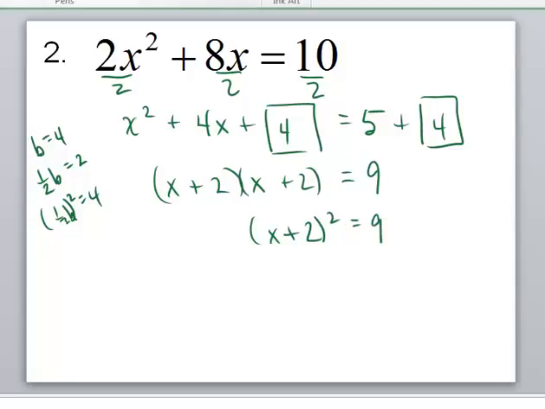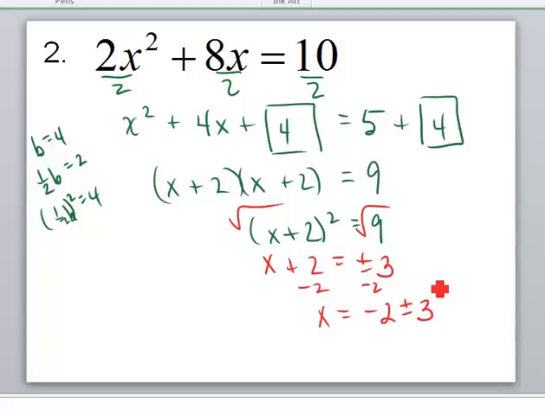And then square root each side. x plus 2 is equal to plus or minus 3. Subtract 2. x is equal to negative 2 plus or minus 3. That gives me 2 answers, negative 2 plus 3 and negative 2 minus 3. So that's a 1, and negative 2 minus 3 is a negative 5. So my answers are 1 and negative 5.